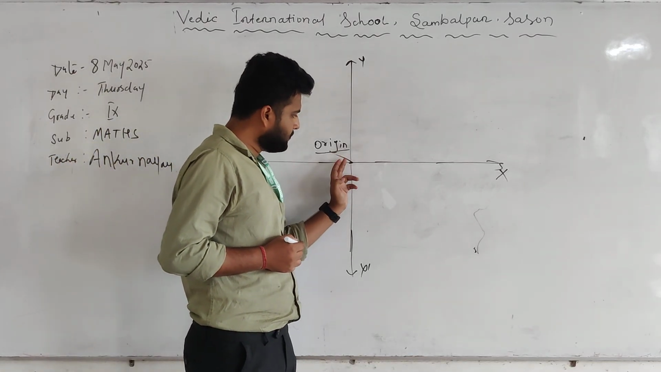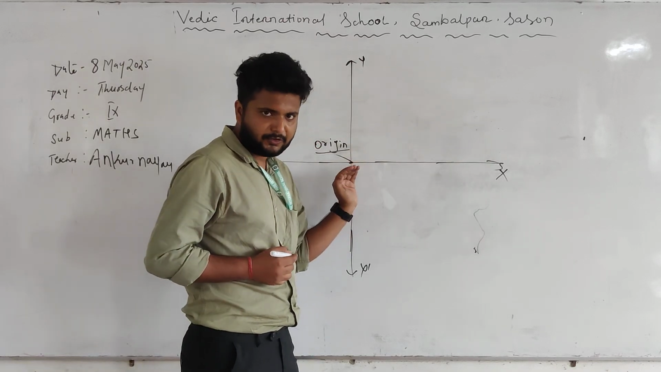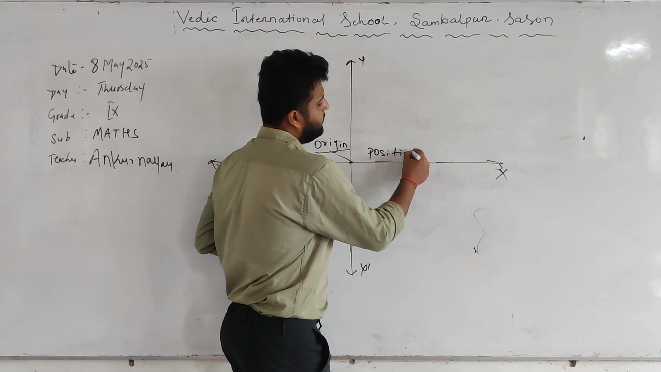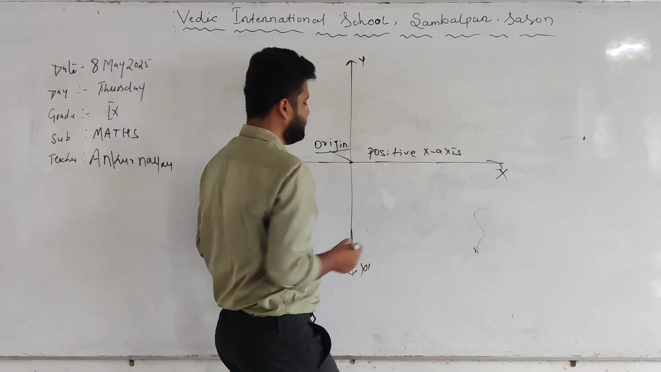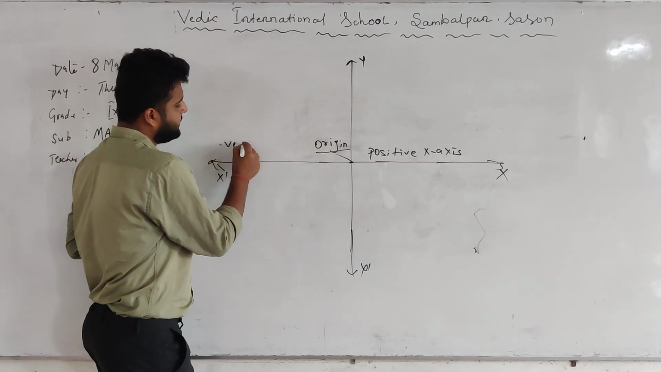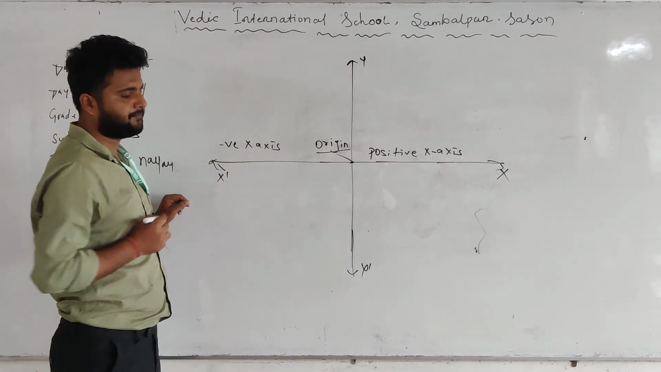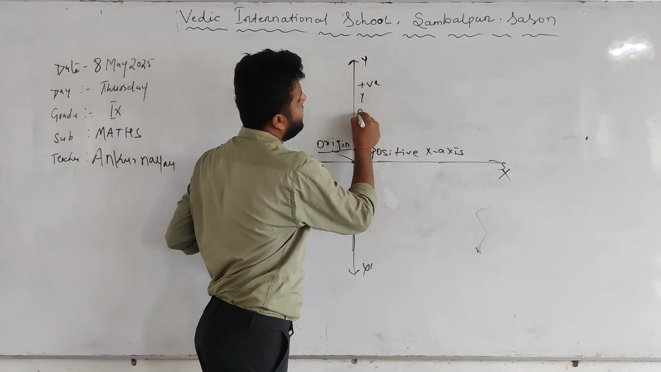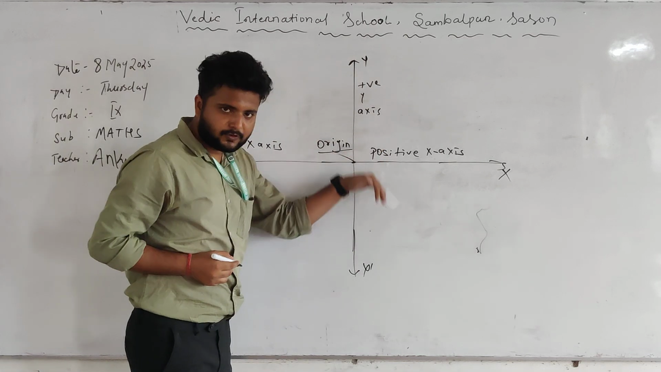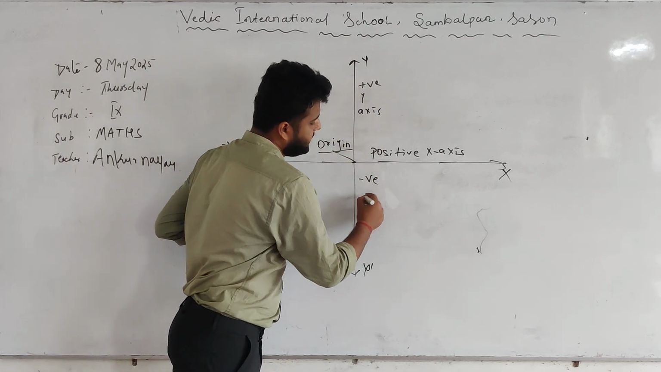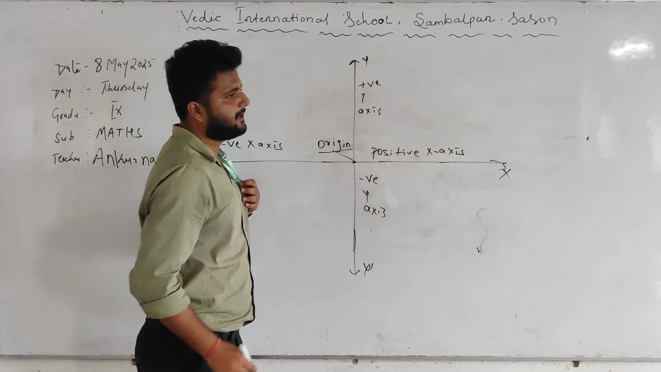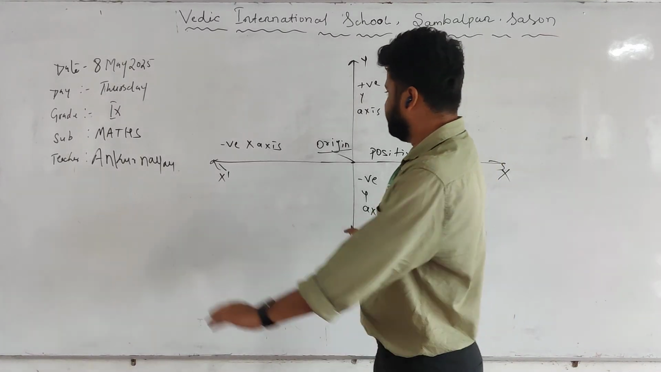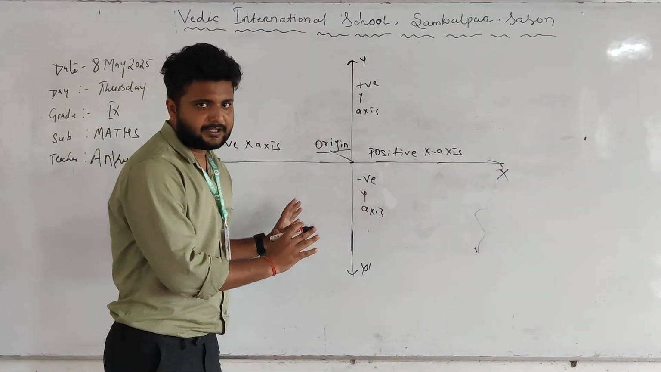Now, if we go to the right side from the origin, it is called the positive x-axis. And if we go to the left side, it is called the negative x-axis. Same as, if we go upwards, it is called the positive y-axis. And if we go downwards from the origin, it is considered the negative y-axis. So till now I hope you all understand. This is called a Cartesian plane.